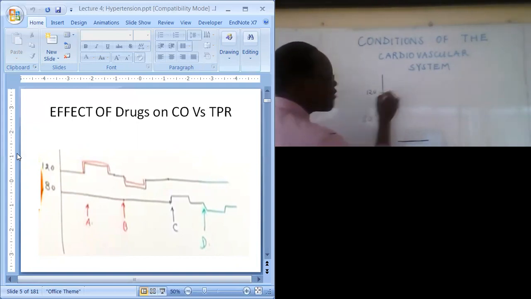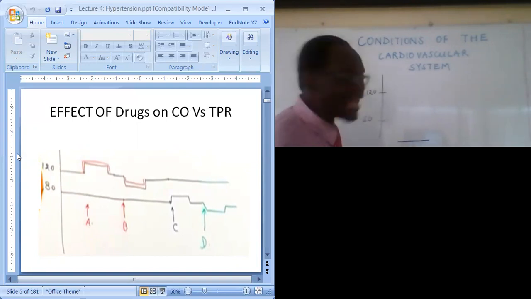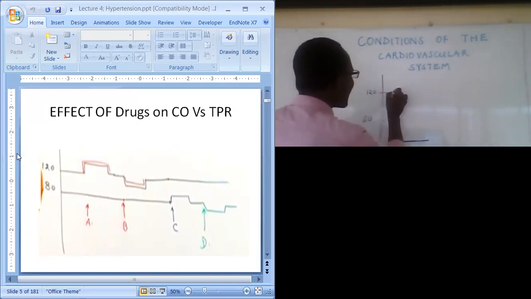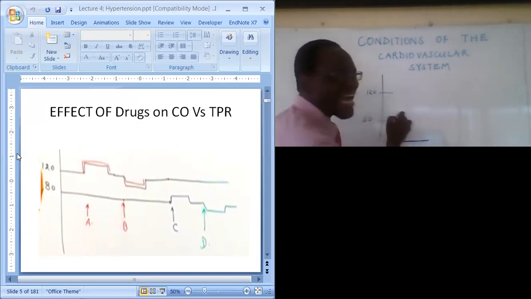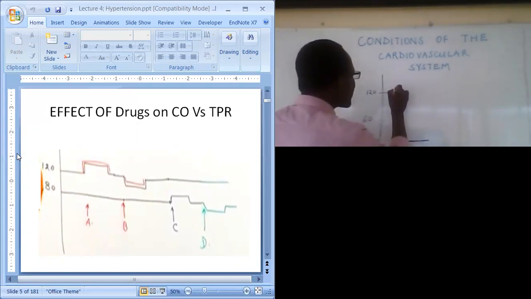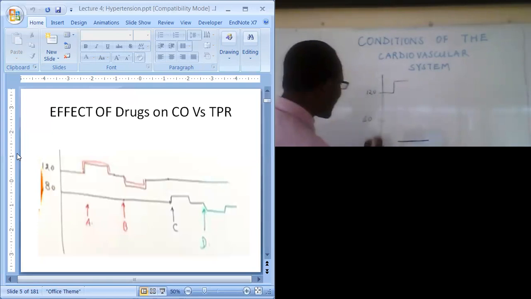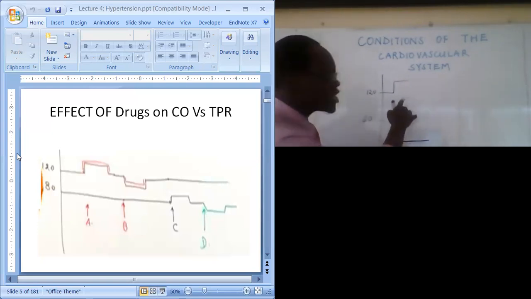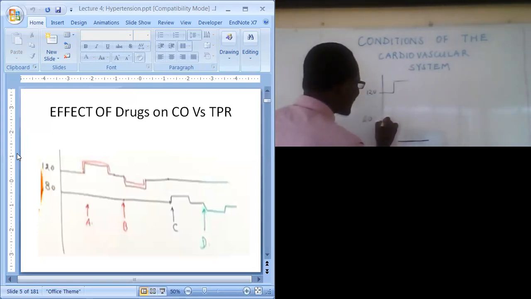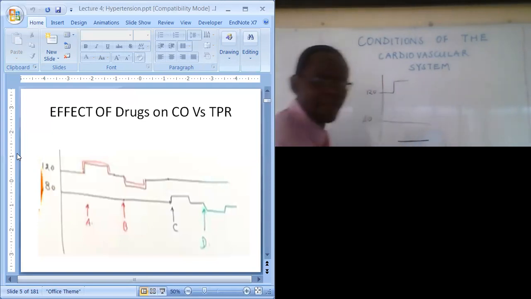Now, if I give a drug A, and that drug A increases the systolic blood pressure, it basically means that it increases the systolic blood pressure, but it maintains the diastolic blood pressure.